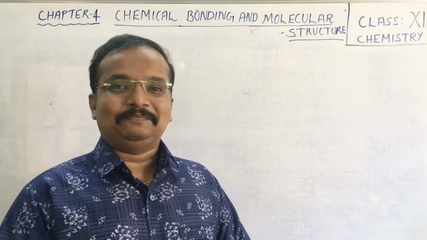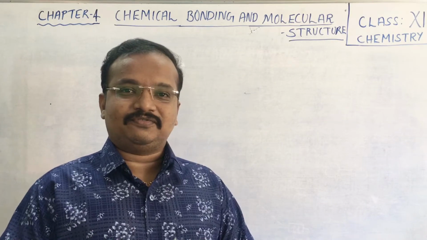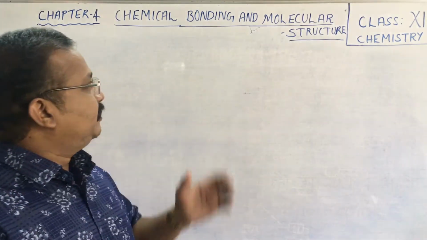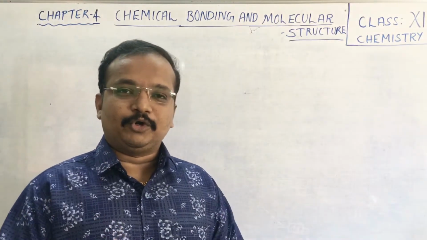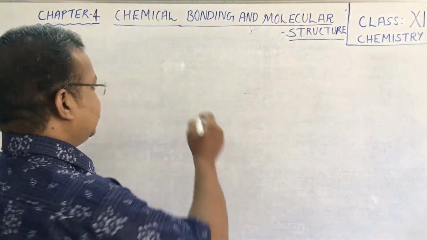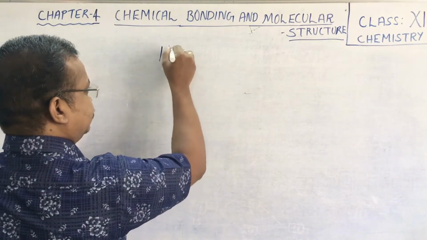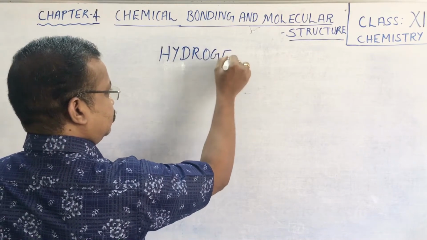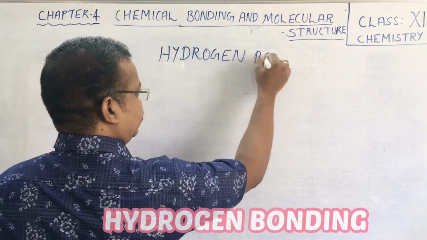Welcome back once again. This is the last part of our fourth chapter, chemical bonding and molecular structure. Today we are going to discuss hydrogen bonding.